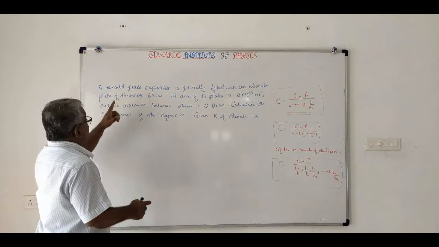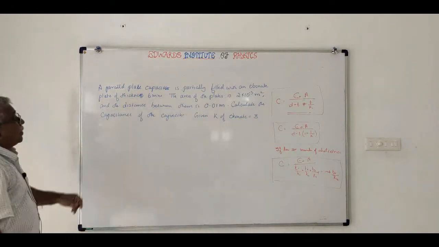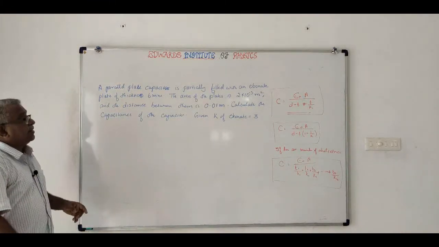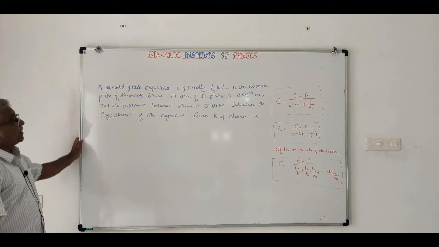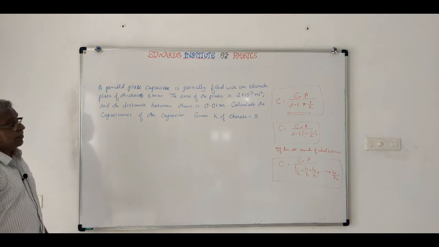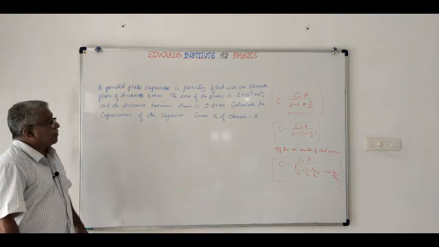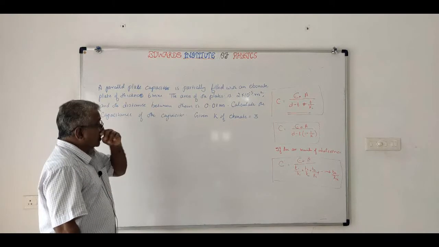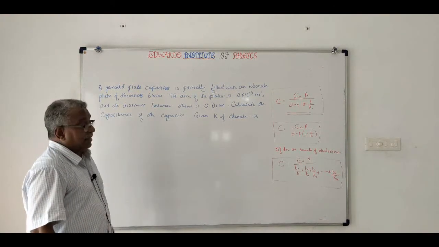Now let us see this question. A parallel plate capacitor is partially filled with an ebonite plate of thickness 6 millimeter. The area of the plates is 2 into 10 raised to minus 3 meter square, and the distance between them is 0.01 meter. Calculate the capacitance of the capacitor. Given the dielectric constant of ebonite is 3.